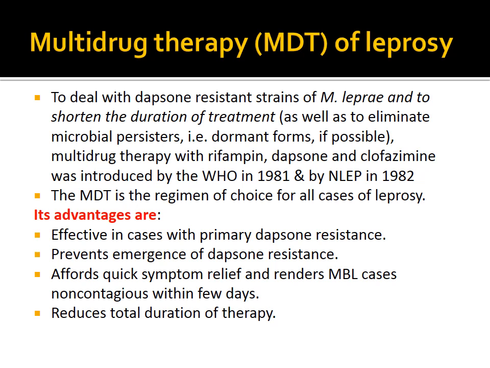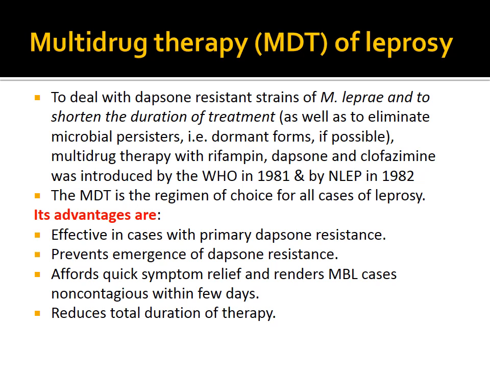Now coming to the actual important part of this lecture, that is the multi-drug therapy of leprosy. So why is it necessary? To deal with Dapsone-resistant strains of Mycobacterium leprae, to shorten the duration of treatment, as well as to eliminate the microbial persister form, meaning the dormant form which remains inactive. The multi-drug therapy with Rifampin, Dapsone and Clofazimine was introduced by WHO in 1981, and it was adopted by India through the National Leprosy Eradication Program in 1982.